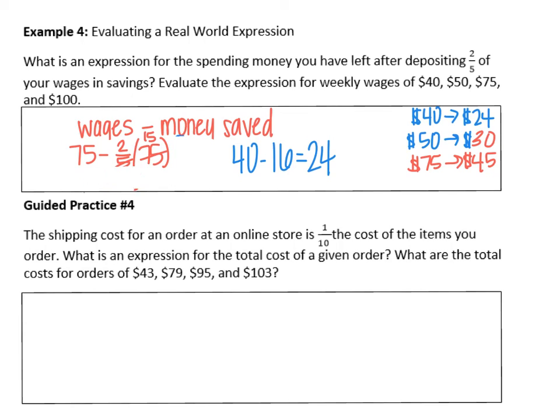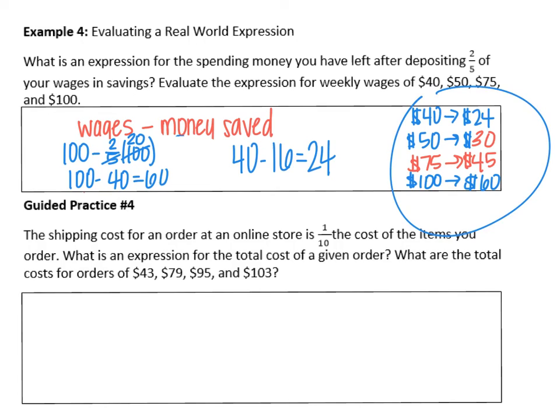Last one, $100. So that will give me $100 minus 2/5 of $100. 5 will go into 100 20 times. 20 times 2 is 40, so 100 minus 40 is 60. So if I had $100, I would have 60 left after saving. Okay.